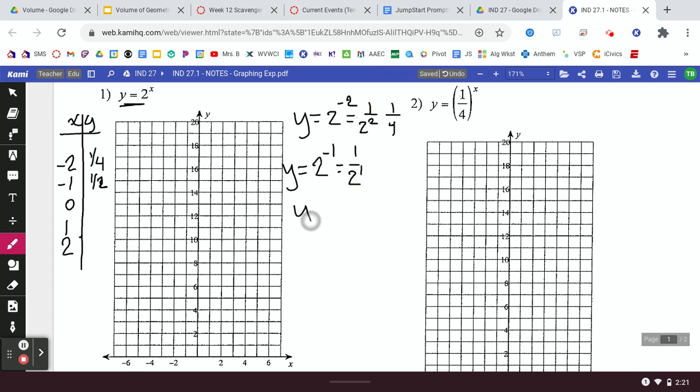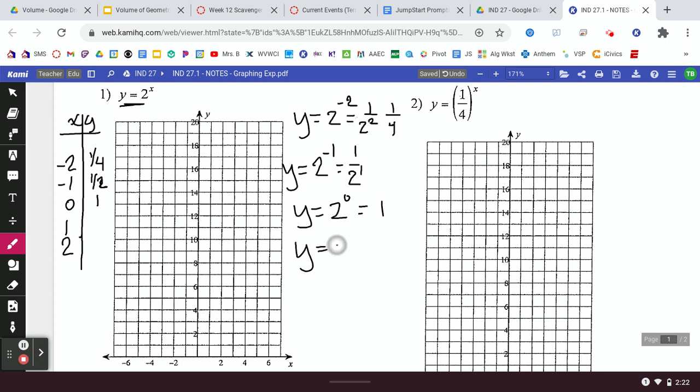Now I'm going to work it again. Y equals 2 raised to the 0. What is anything raised to the 0 power? A 1. So in my t-chart, I'm going to put a 1 there. Some of these are super easy mathematically. Some of them take a little bit more mental exercise here.